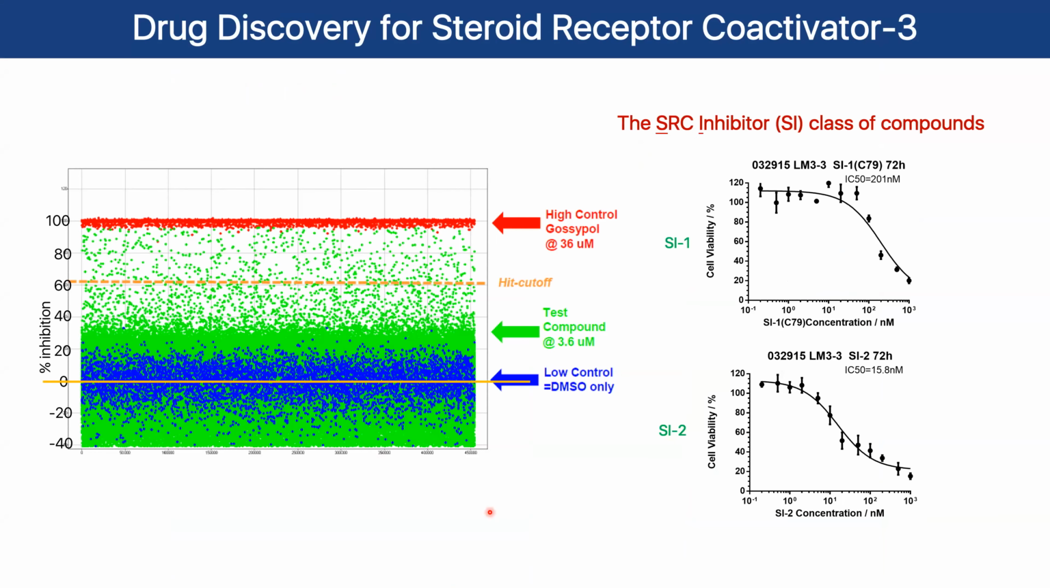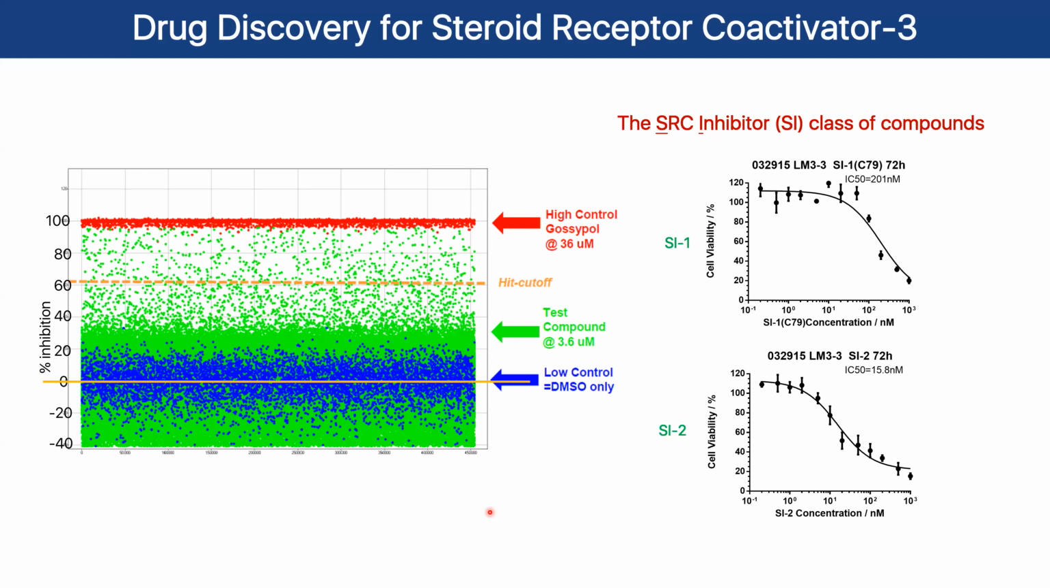Okay, the second story is just a very quick summary of our collaboration with Bert O'Malley's group at Baylor on this drug discovery effort for steroid receptor coactivator 3. This protein is very floppy. It has an intrinsic disorder domain, so there are no crystal structures out there.